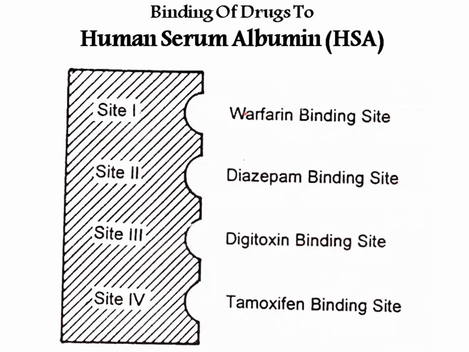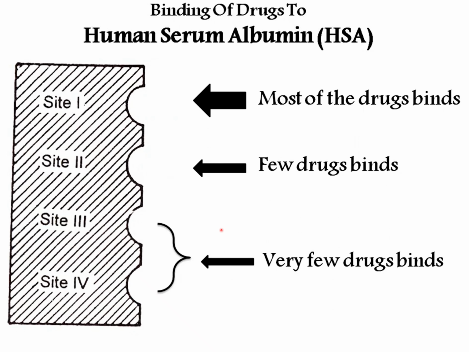So for example, albumin has different binding sites. The drug will bind there. Okay, imagine this is a drug. The drug will bind to this. Okay, this is the overall blood protein, and these are the different binding sites. Most of the drugs will bind to site 1 of albumin. Few drugs will bind to site 2, and some of the drugs will bind to sites 3 and 4.